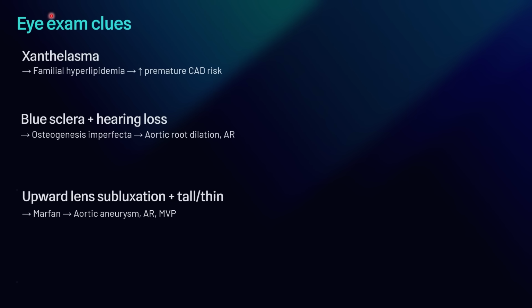Eye exam clues: xanthelasma, familial hyperlipidemia, increases the risk of premature coronary disease. You need aggressive management here. Blue sclera, hearing loss. I don't know if it will appear, but remember osteogenesis imperfecta, aortic root dilatation, and aortic regurgitation, similar to Marfan syndrome, which is usually associated with MVP as well. Upward lens subluxation, tall, thin patients.